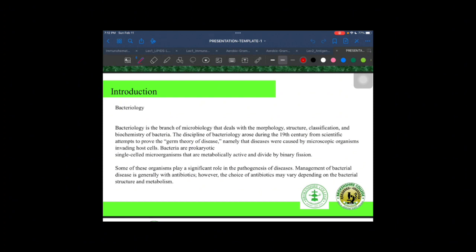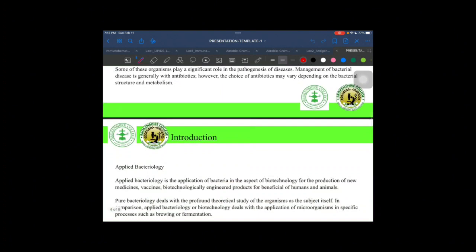Bacteria are prokaryotic single-celled microorganisms that are metabolically active and divide by binary fission. Some of these organisms play a significant role in the pathogenesis of diseases. Management of bacterial diseases is generally with antibiotics. However, the choice of antibiotics may vary depending on bacterial structure and metabolism.